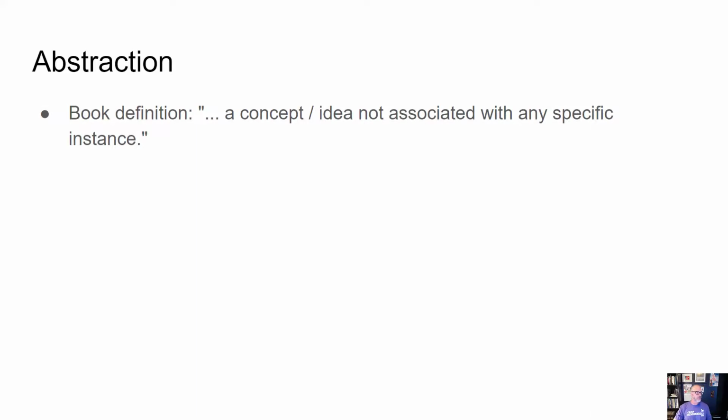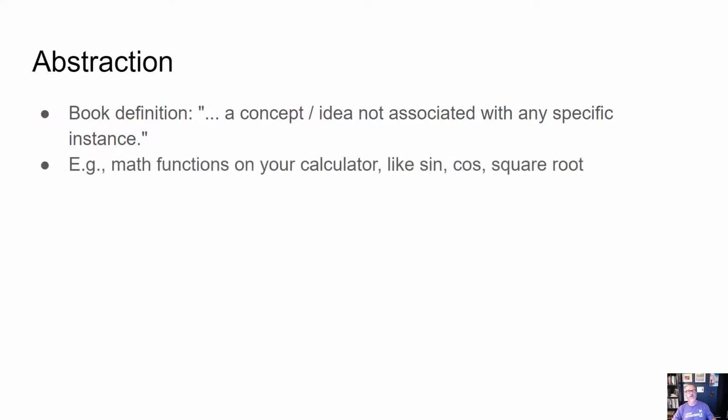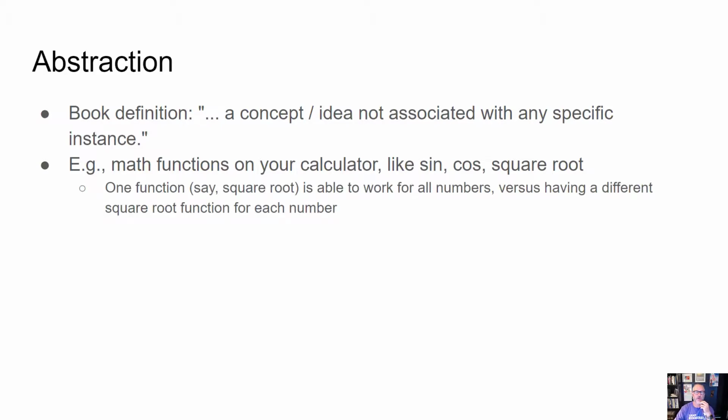All right. We're going to talk about abstraction, and our tool for this, again, is going to be Turtle Graphics. So abstraction, the book defines as a concept or an idea that's not associated with any specific instance. Like if you have a calculator, sine, cosine, and square root, those are abstractions in your calculator because they work for anything. Any number that you put in, you can take the sine of, for instance. So one of those functions is able to work for all numbers instead of having to have a different one for every number.